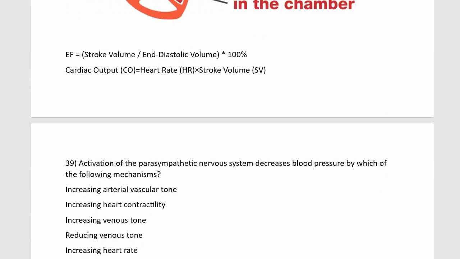Right. So question 39, activation of the parasympathetic nervous system decreases blood pressure by which of the following mechanisms? Is it by increasing arterial vascular tone, increasing heart contractility, increasing venous tone, reducing venous tone, or increasing heart rate? So from earlier, we know that sympathetic is the fight or flight and parasympathetic is the rest and digest. So we know that the parasympathetic nervous system is going to decrease our blood pressure. And well, it kind of says that in the vignette, but in case it didn't.